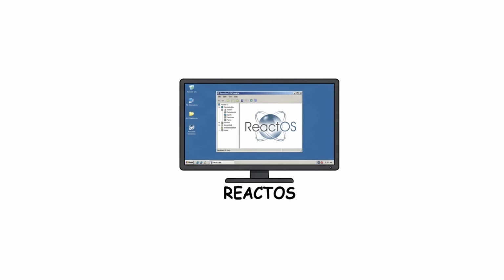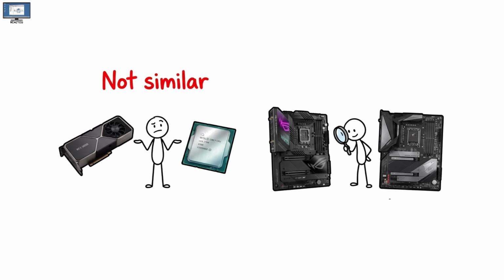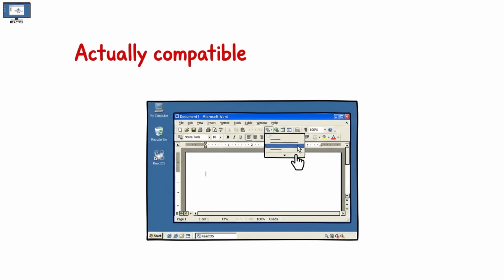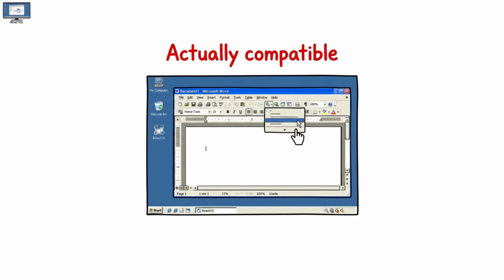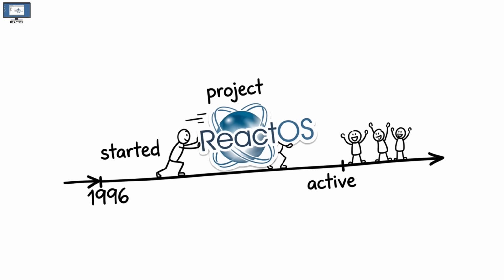ReactOS. ReactOS is an open-source operating system aiming to be fully compatible with Windows. Not similar, not inspired, actually compatible. The goal is to run Windows applications and drivers natively, without Windows itself. The project started in 1996 and is still active.